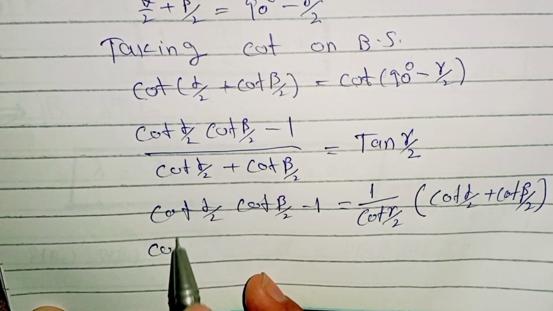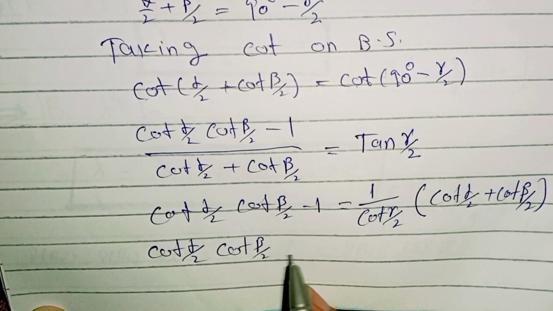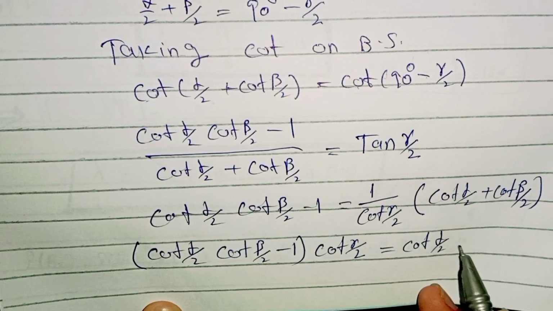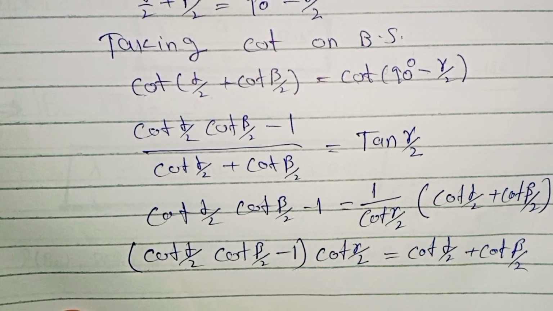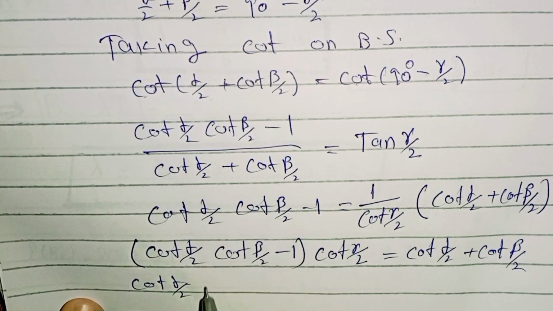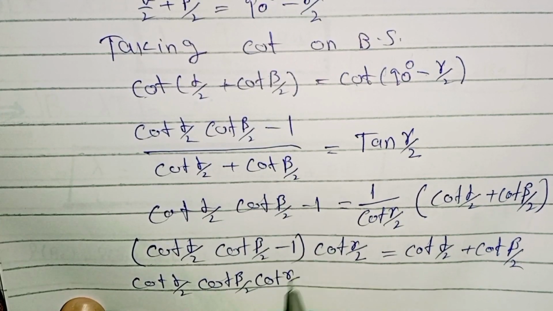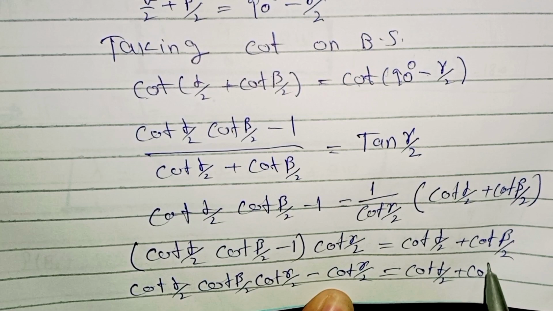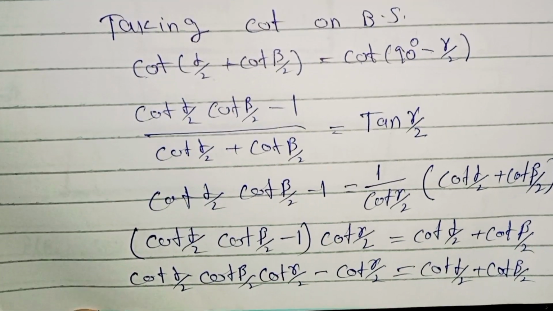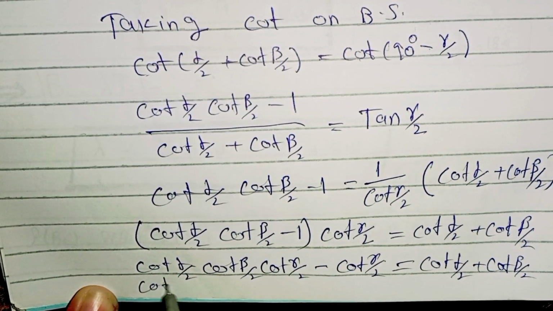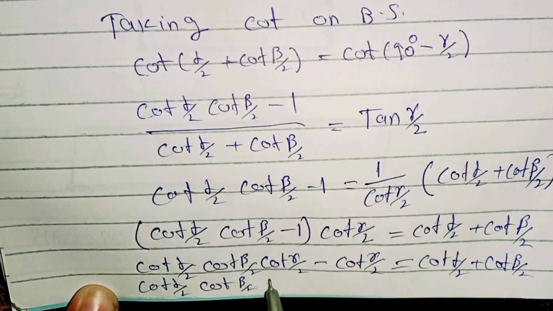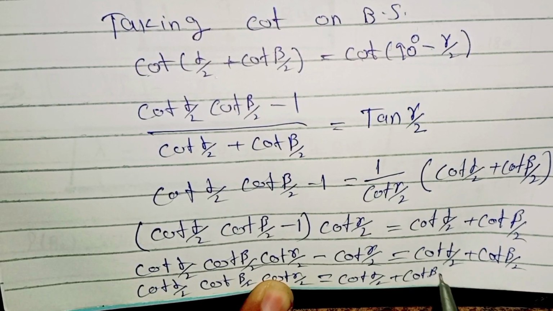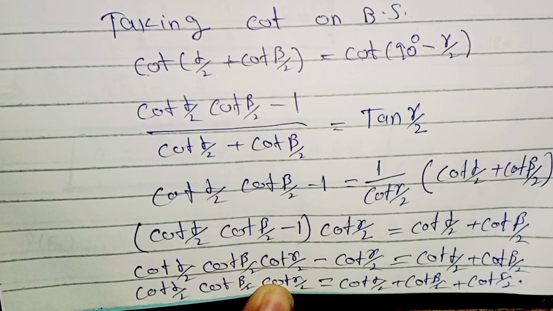This expression can be written as cot alpha by 2 cot beta by 2 minus 1 multiplied by cot gamma by 2 is equal to cot alpha by 2 plus cot beta by 2. Cot alpha by 2 cot beta by 2 cot gamma by 2 minus cot gamma by 2 is equal to cot alpha by 2 plus cot beta by 2. Cot alpha by 2 cot beta by 2 cot gamma by 2 is equal to cot alpha by 2 plus cot beta by 2 plus cot gamma by 2 as required.